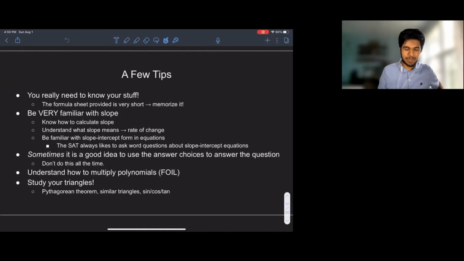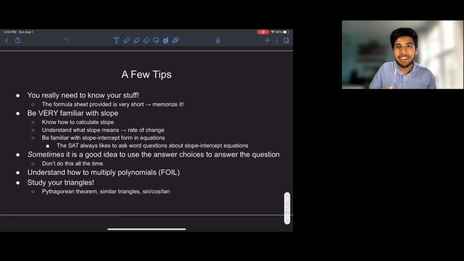So first, you really need to know your stuff. There's not really a way around it. Math is so vast, they can ask you so many different things, you just gotta know your stuff. And the formula sheet that they provide to you, it's very short, and that's good and bad. It's good because you can memorize it and avoid ever having to flip back to it, but it's bad because it's not so much information. So maybe memorize it if you haven't already.